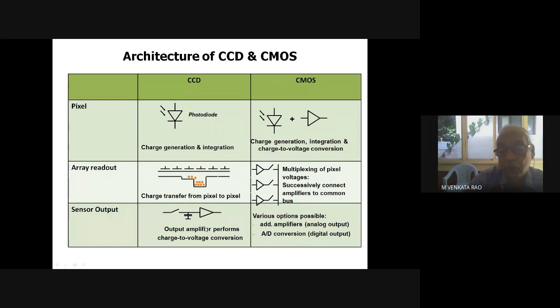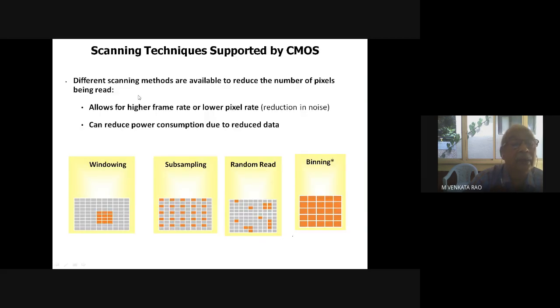That is how the sensor output works, with various options. The scanning technique supported by CMOS sensors allows windowing. For example, you want to read out only this many pixels. This is particularly useful in applications like a star sensor in attitude control. With a star sensor, you want to read only some stars, one star here, one star there, so around those only you can read out the pixels. You need not read out the entire array. Or you want to do subsampling, where only alternate pixels are read. Like that, you have various options with CMOS sensors.